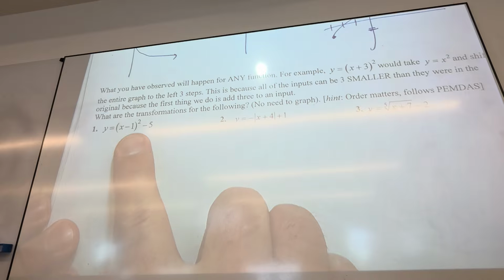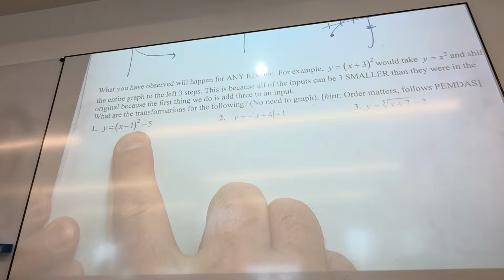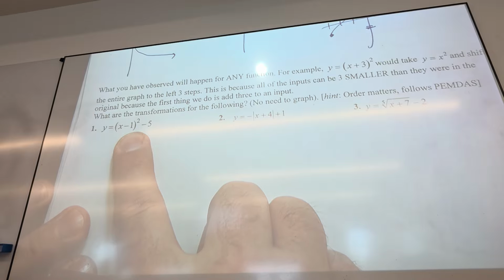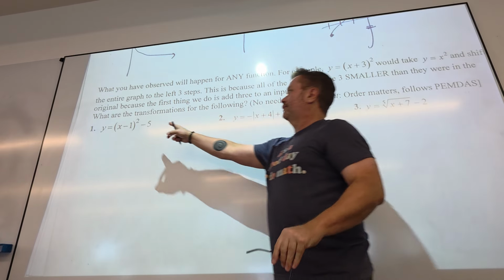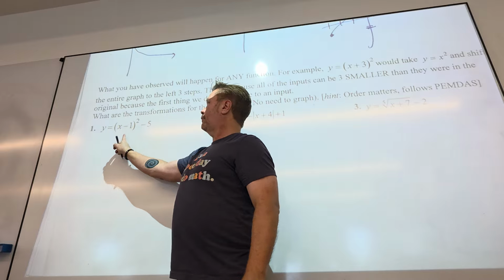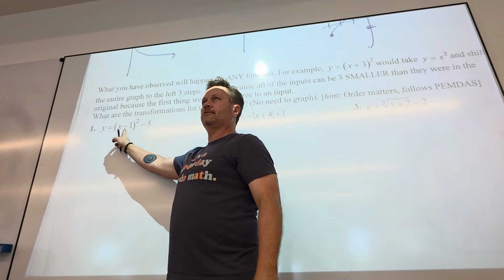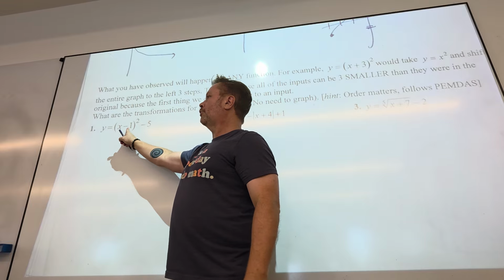How many shifts are down here? How many transformations? Let me see if you guys see the transformations. It's a different function now, correct? But what would this make it do? That would make it go right 1.